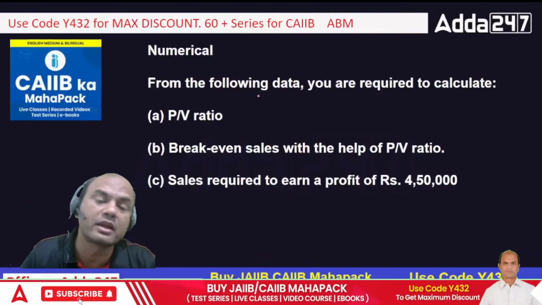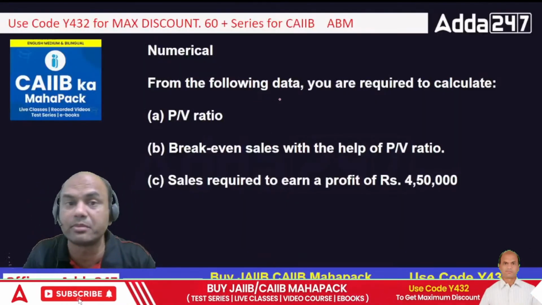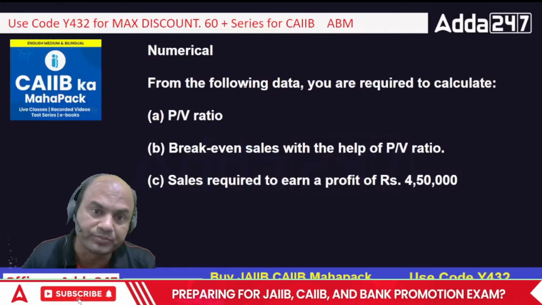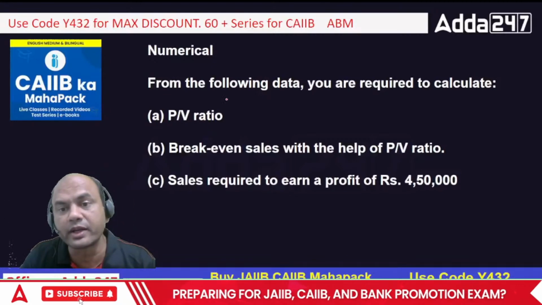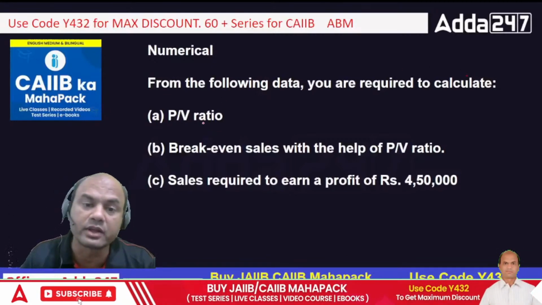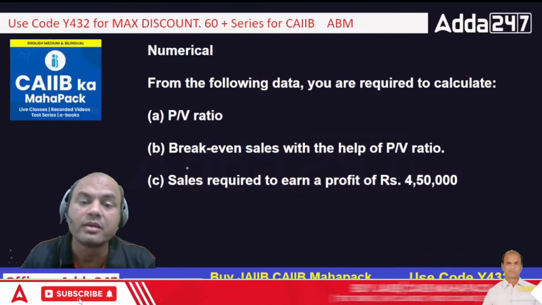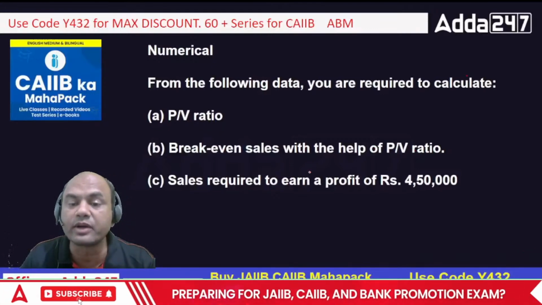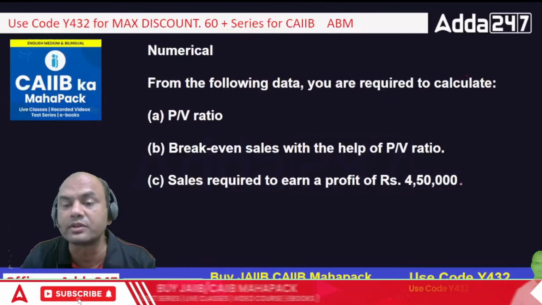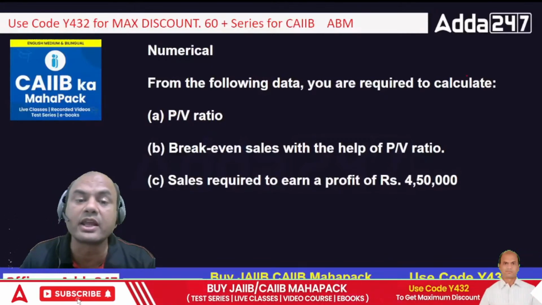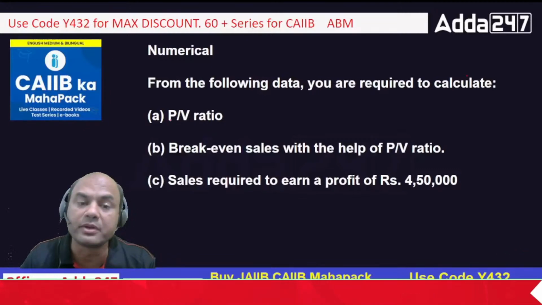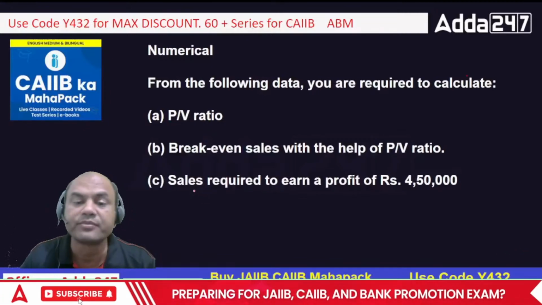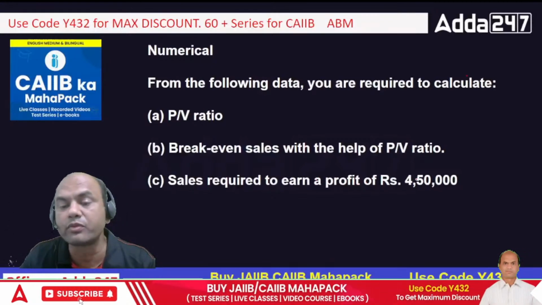Okay, let's solve the numerical. Difficult one. Remember, everyone pay attention now. I want attention from everyone. From the following data, you are required to calculate the following: the PV ratio, break-even sales with the help of PV ratio, and sales required to earn a profit of 4,50,000. So these are the three requirements.